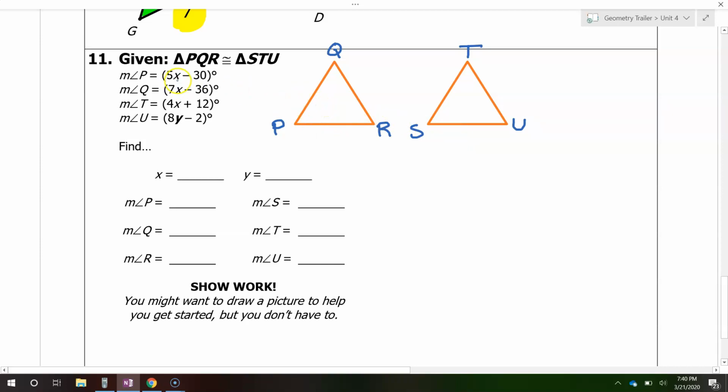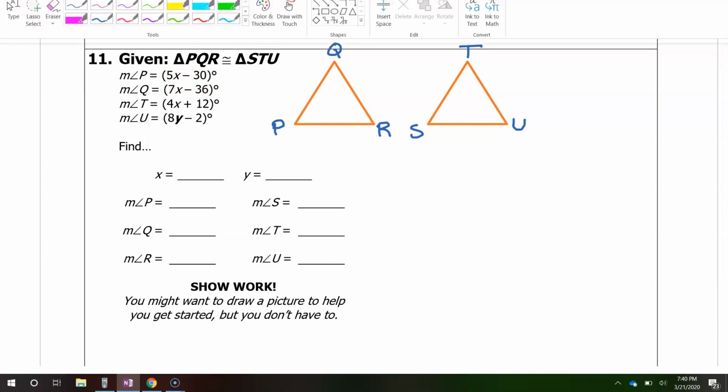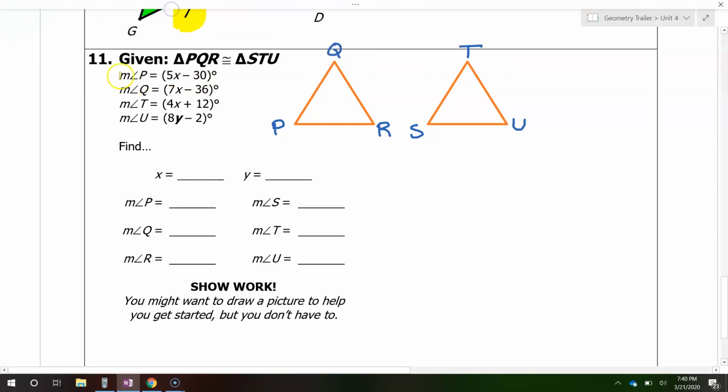Okay, so angle P is 5x minus 30. Okay, so that's fine. So we have angle P, and that's right here. Angle P is congruent to angle S. That's good to know, but I don't see any expressions for S, so I'm going to come back to that.